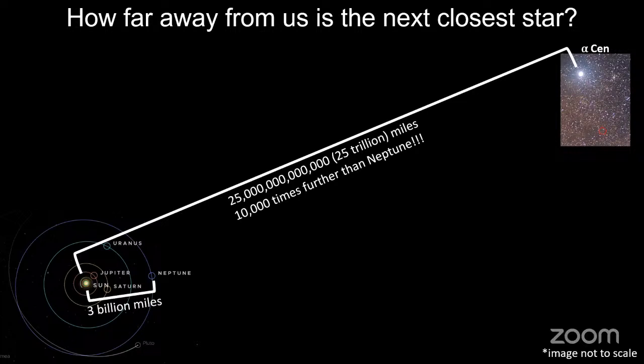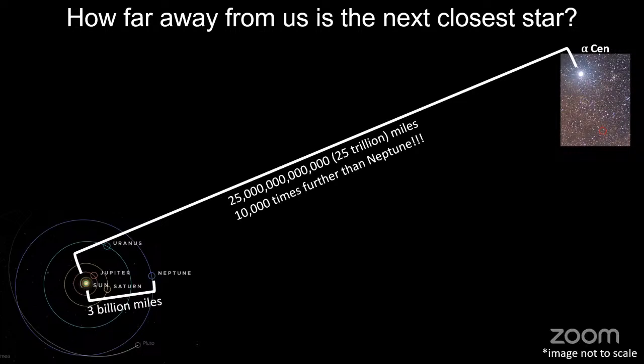And if we compare this to, say, the radius of Neptune's orbit around the Sun at about 3 billion miles, this tells us that it's roughly 10,000 times further to travel from the Sun to Alpha Centauri than from the Sun to Neptune. So 25 trillion miles is kind of an impossible distance for our human minds to really understand in a basic sense based on what we see in everyday life.